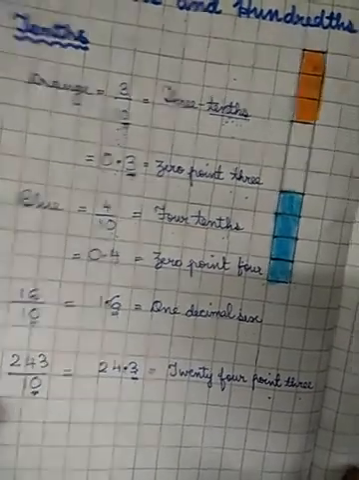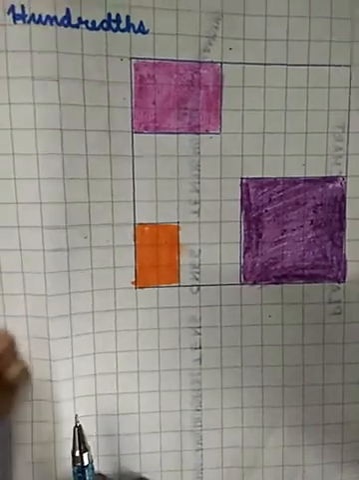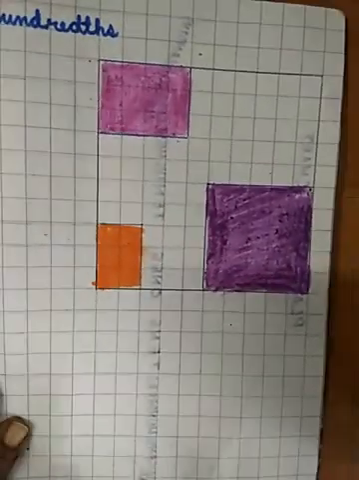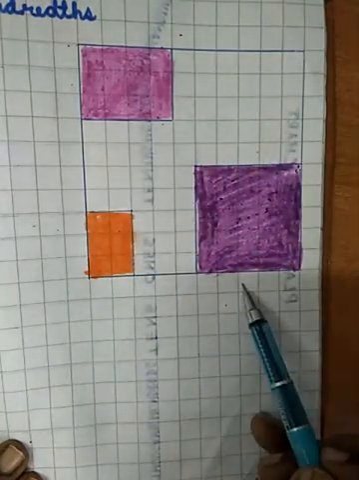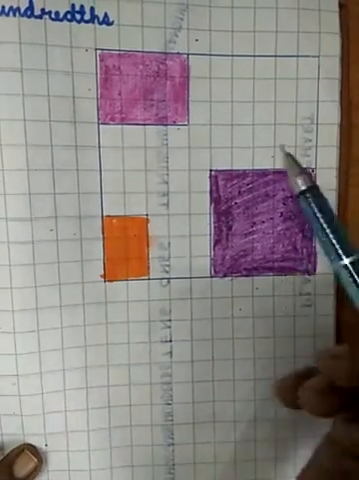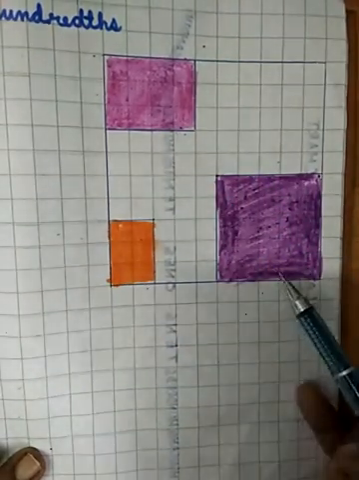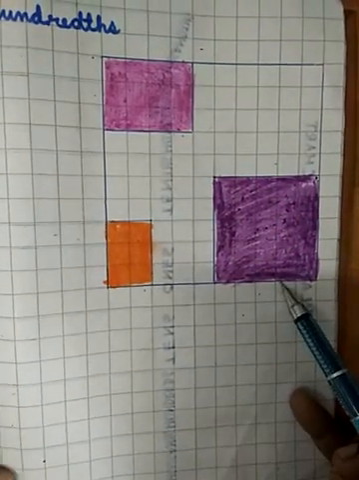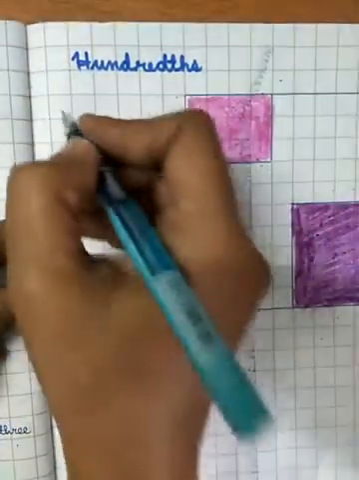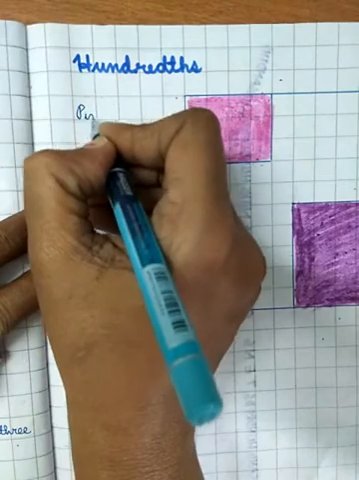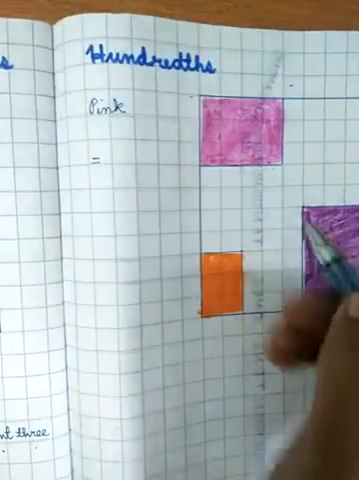So let us come to this part. Here children, this is also a grid from your copy. There are 100 small boxes here. And I have colored these boxes. This is pink, this is orange, and this is purple. So let us first come to the pink one. Let us count and write what is the fraction here.